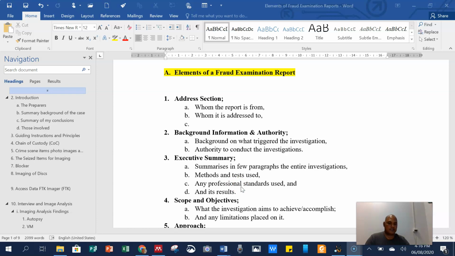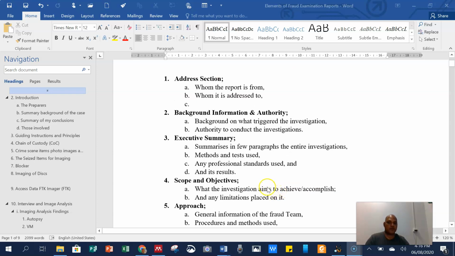And then professional standards. Normally accountants and other professions are guided by standards, where professionals abide by them and not by the clients or other third-party influences. So the second part of the executive summary, the third, is to put in the details of the professional standards used, and also we can summarize the results. Here the results can be summarized in the executive summary of the significant findings of the investigation. So these are what are required under the executive summary.